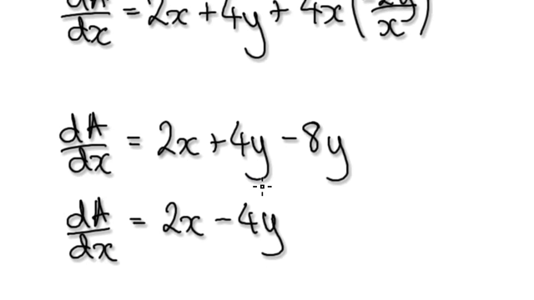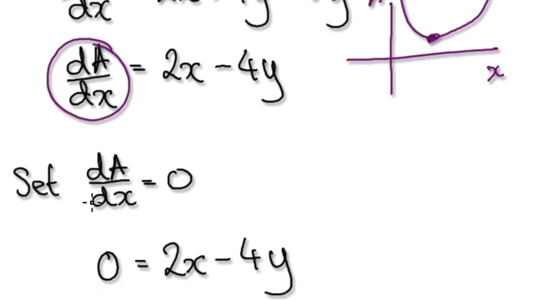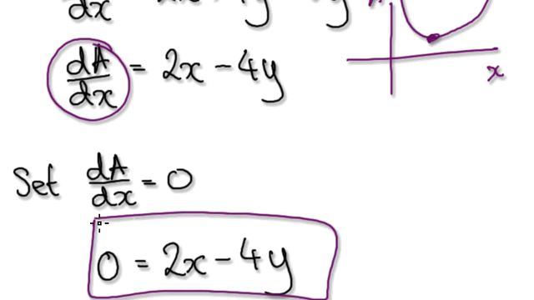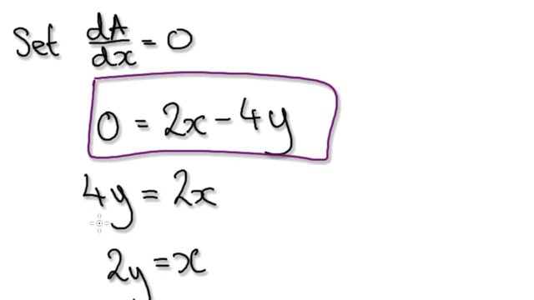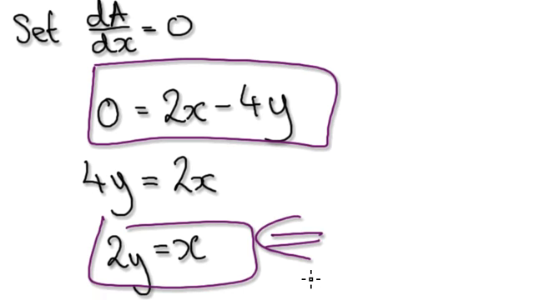Now we want to find out when dA by dx is 0. Well, this is A here, this is x here. It gave us a graph looking like this. We want to know when the gradient will be 0. So set this thing to be 0. That will then take you to here, and then tidy it up. It will then give you this. See, same answer as in the previous video.